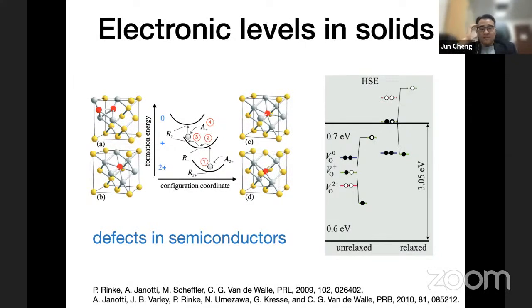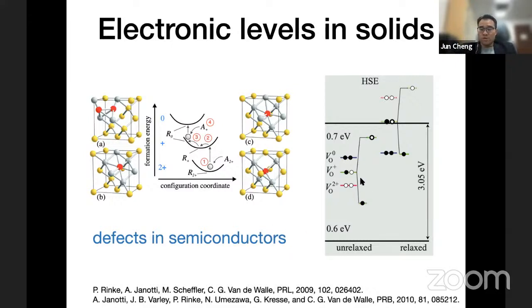Similarly, in solids, especially in semiconductor physics, there's a really big field where people try to determine the defect levels in the band gap of semiconductors. You can see in this type of energy diagram, similar potential energy surfaces corresponding to defects associated with different charge states. Defects can have zero charge, one positive charge or two positive charges. For each oxidation state, you have a potential energy surface along some configuration coordinate. You can also make a similar argument to what I just showed in the last slides.